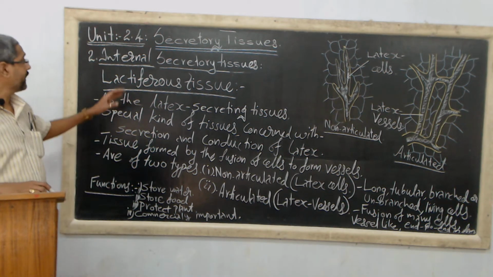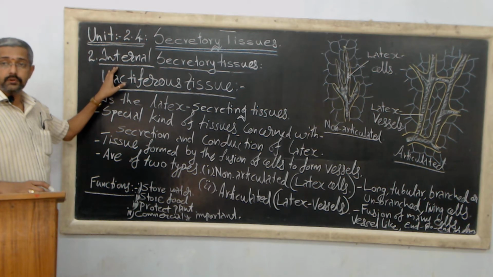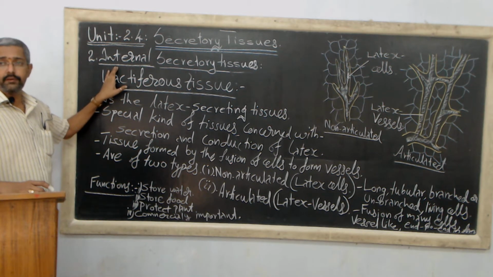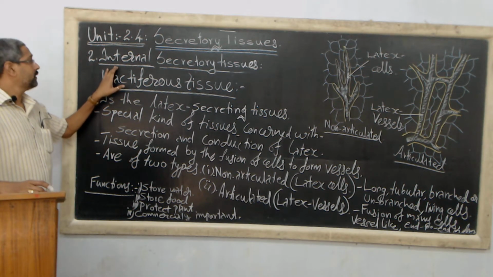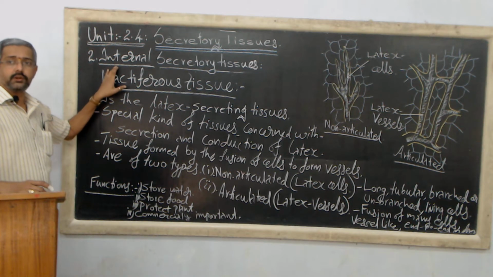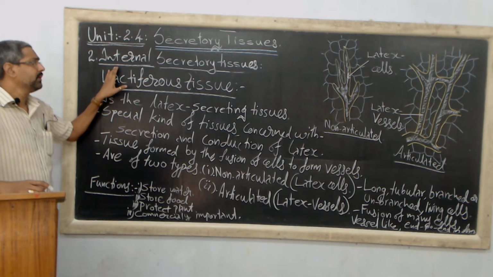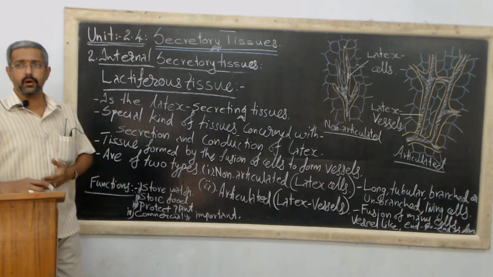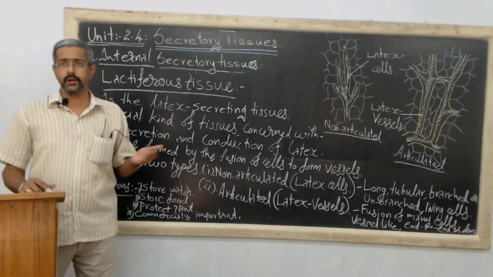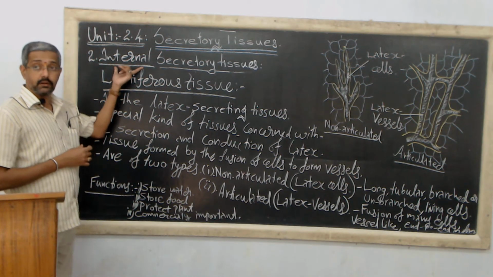Here you can see the second one is internal secretory tissue, and of course it is not epidermal or subepidermal in nature. Somewhat, this is internal. Internal means internal to the plant body, not only in the peripheral epidermal system, but in the cortical tissue system, that is, outer to the vascular tissue and inner to the epidermal tissue system. So that is why it is internal.